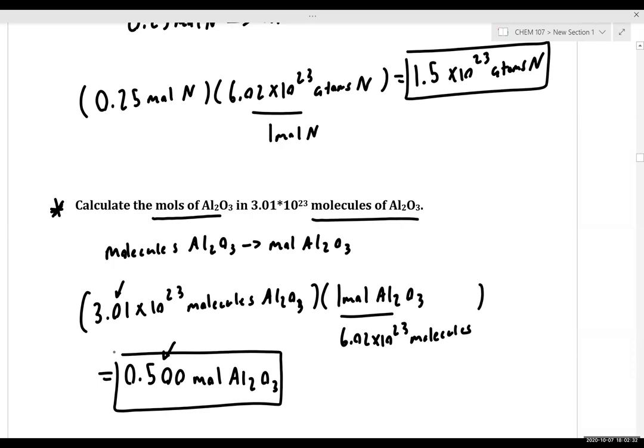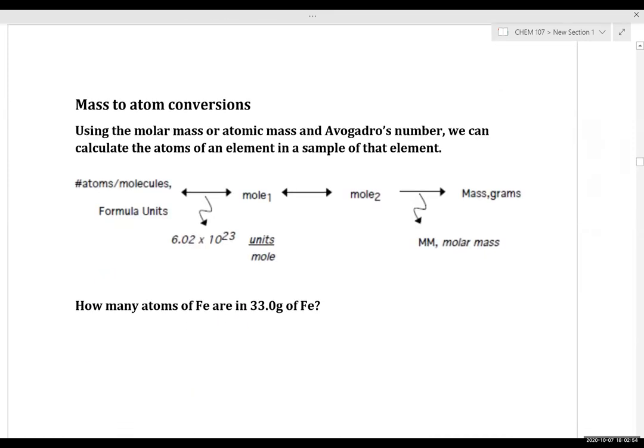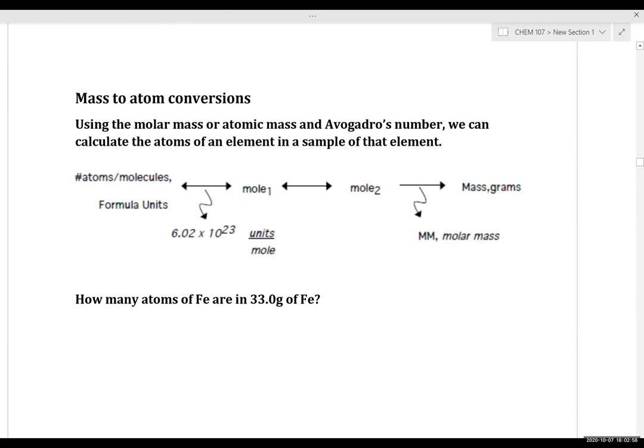Does this example make sense to everyone so far? Any questions on this set of atom to mole and molecule to mole conversions? Okay, so let's add a little bit of complexity to this and let's link our mass to mole and our atom to mole conversions together.